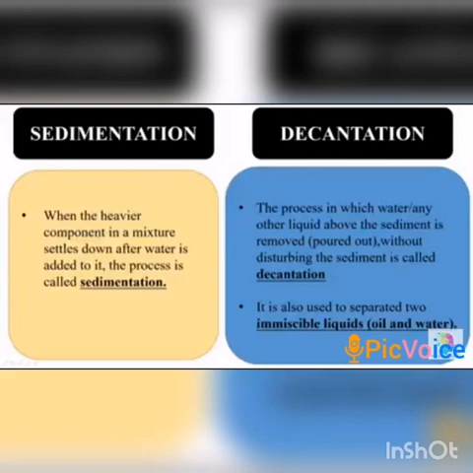Isn't it, ma? When oil and water are mixed, they do not mix with each other. It forms a separate layer. Oil forms one layer and water forms another layer. These liquids which do not mix with each other are called immiscible liquids. What name do we give to two liquids that do not mix with each other? Immiscible liquids. So where is this sedimentation and decantation process used? It is used to separate two immiscible liquids.